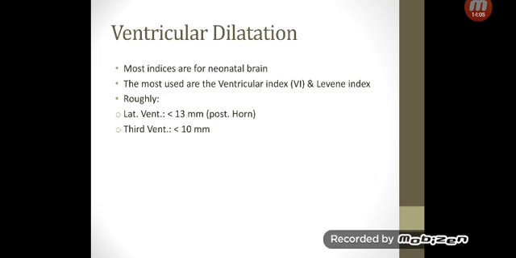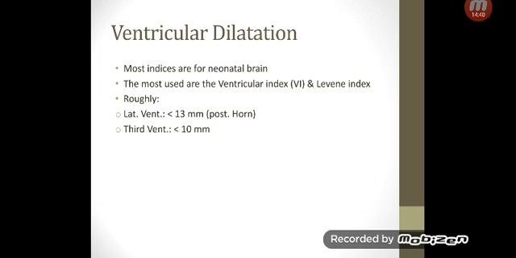Then going to ventricular dilatation. So what do you need to know about ventricular dilatation on your screening? You need first to know that there are indices for ventricular dilatation, but most of them are just for neonatal brains. So it's good for neonatal units, but if you're using a cranial ultrasound out of that spectrum, like with an infant who is 2 months old or 3 months old, then they don't apply. The ones mostly used in neonatal units are the ventricular index, VI, and the Levene index.